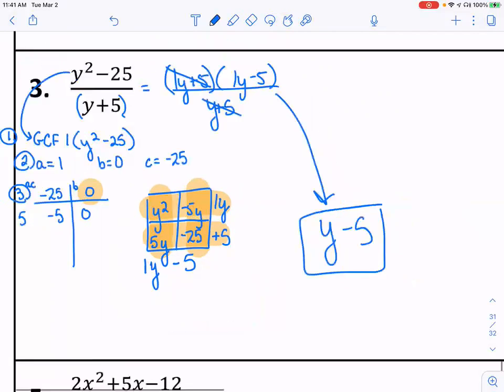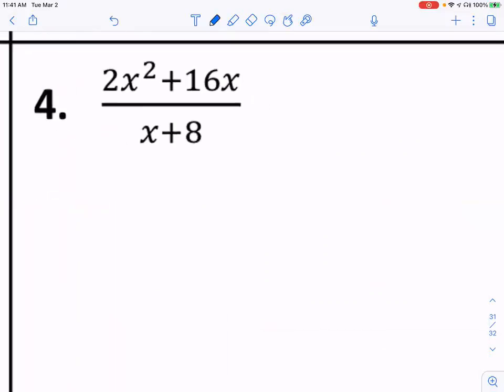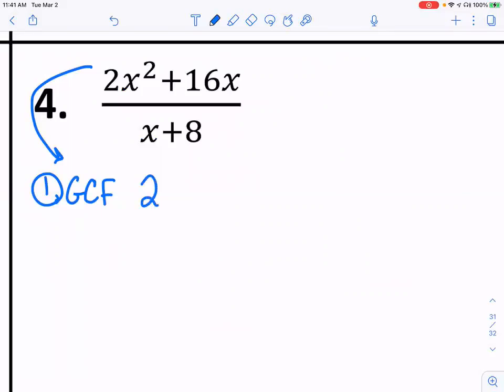All right. Now, number 4 is going to trip people up more than anything. I honestly think once we do it, you'll be like, oh, that was easy. But I think initially it might trip people up. Step 1 is what? I will be very pleased if you guys get the correct GCF. Kind of. It's a 2 and an X.